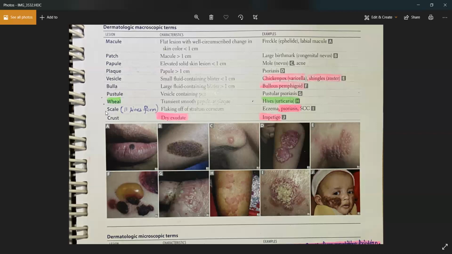Then you have the crust, which is a kind of exudate, and it will be seen in impetigo, right? The honey-crust lesions that you see in impetigo are all due to the exudates, right? So any doubt on these terms?